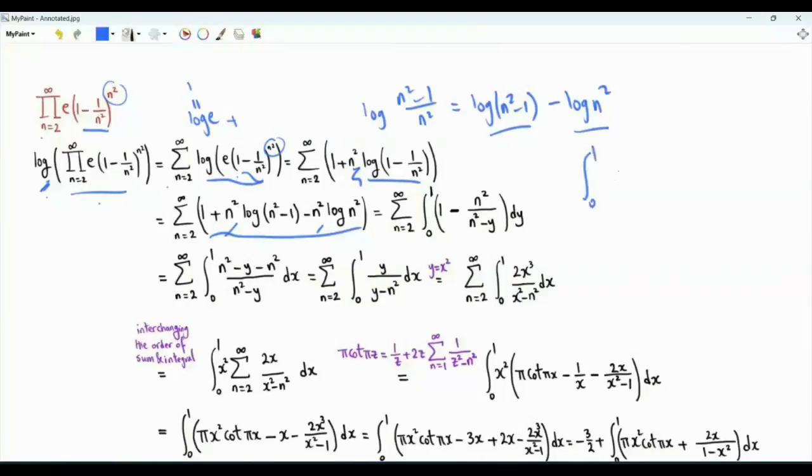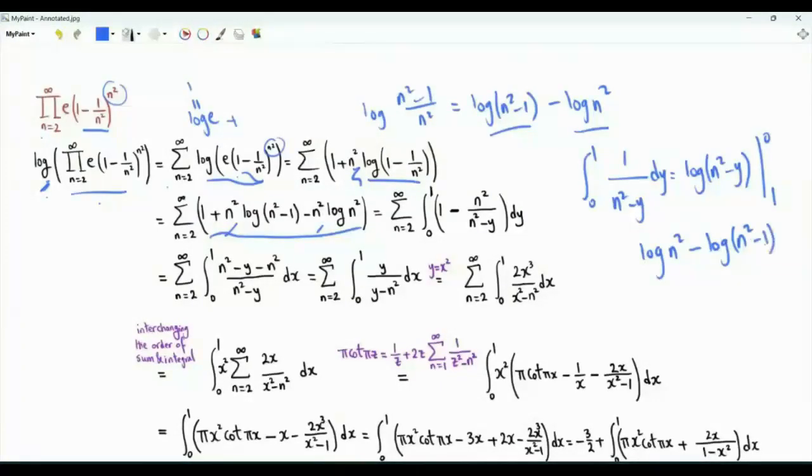Note that if we integrate from 0 to 1 of 1 over (n squared minus y), we get log(n squared minus y), with 0 and 1 as our limits of integration. If y is 0, we get log n squared. If y is 1, we get log(n squared minus 1). These two terms can be written as the integral over y from 0 to 1 of minus n squared, to account for those, divided by n squared minus y. And if we put a 1 here, the integral of 1 from 0 to 1 is 1.